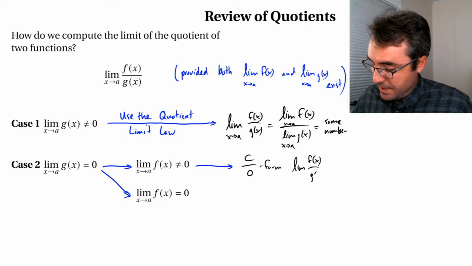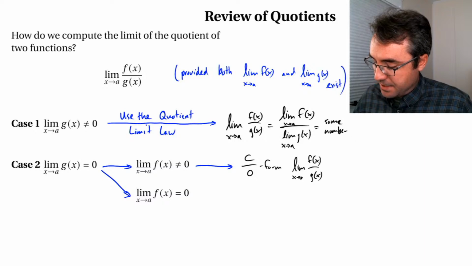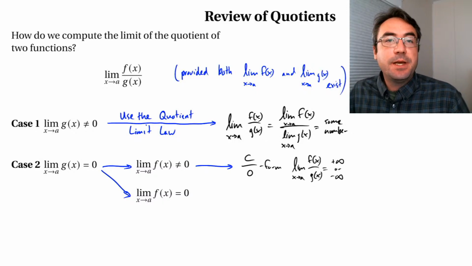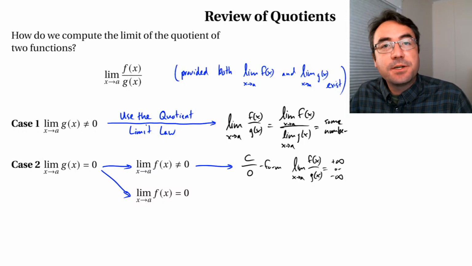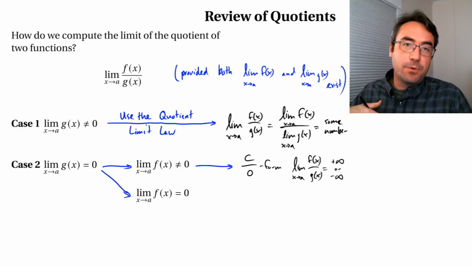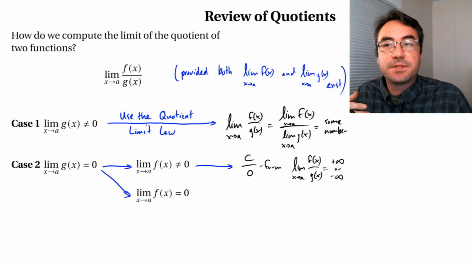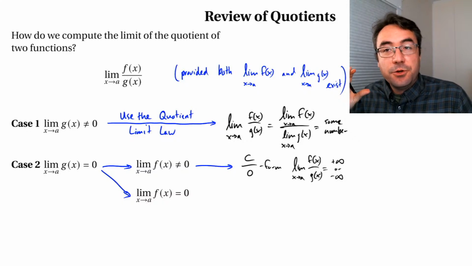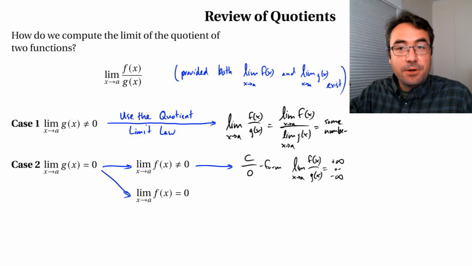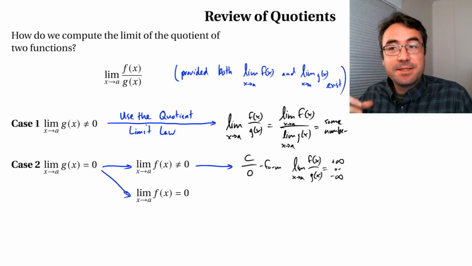So the limit of f of x over g of x as x goes to a would be either equal to plus infinity or minus infinity, and it would be up to us to figure it out. So we'd use a test number, plug the test number into the function, and see if it's a positive value or a negative value, and that would tell us if it's plus infinity or minus infinity. So if the numerator does not go to 0, but the denominator does, then it's an infinite limit.